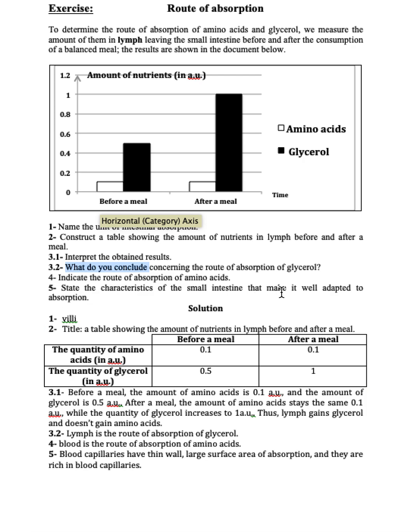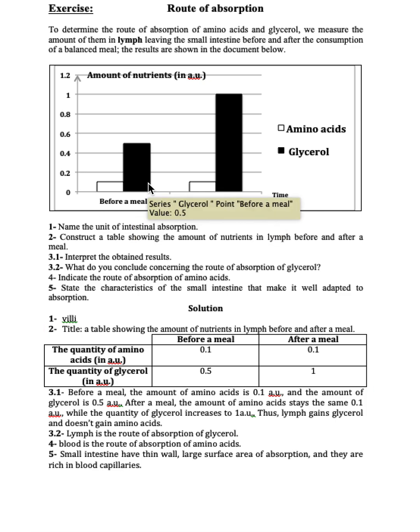State the characteristics of the small intestine that make it well adapted for absorption of nutrients. Sorry, we have a mistake. The small intestine has a thin wall, a large surface area of absorption, and it is rich in blood capillaries. So this is an exercise about the route of absorption of nutrients.